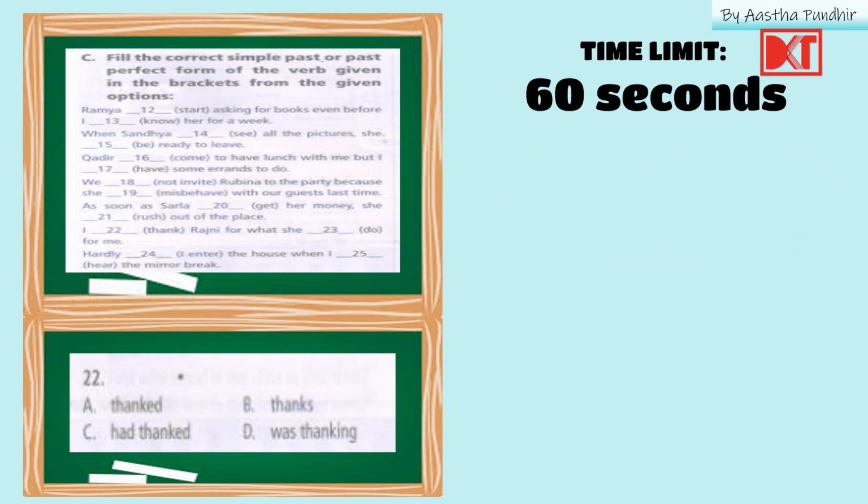I dash Rajni for what she dashed for me. I dash Rajni. So here the verb is thank. Again here we will be using simple past. So I thanked Rajni. The correct answer here is A. We form the past form by adding ed, V2 form. So thank plus ed is thanked. I thanked Rajni for what she dash for me.